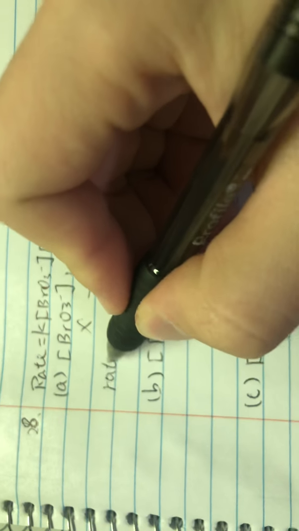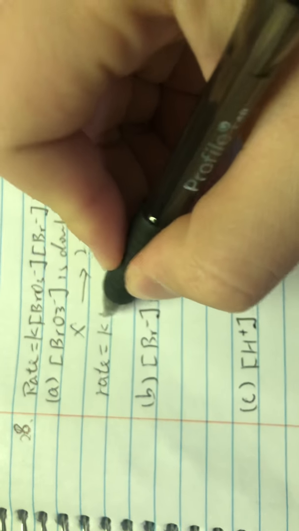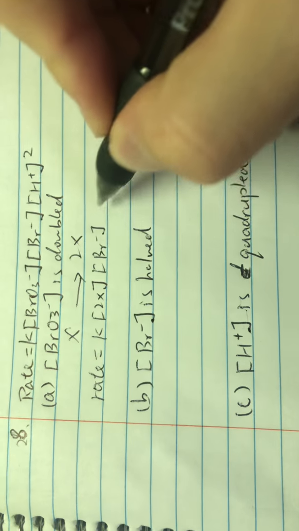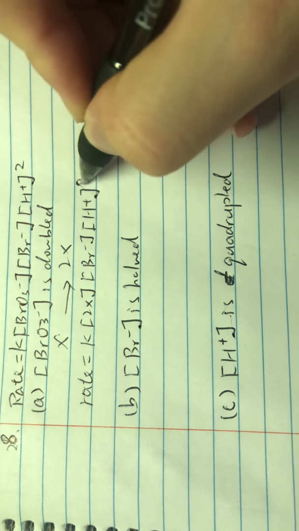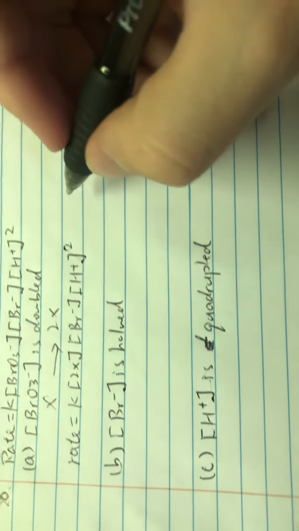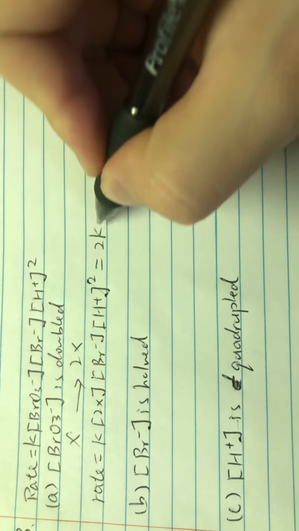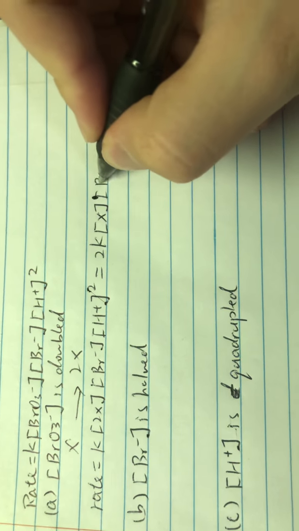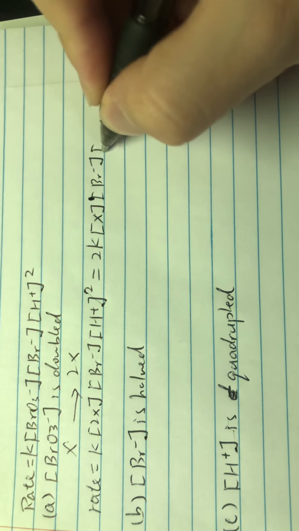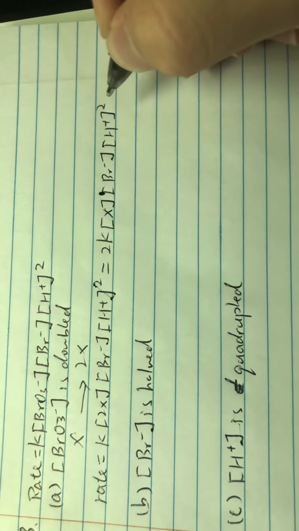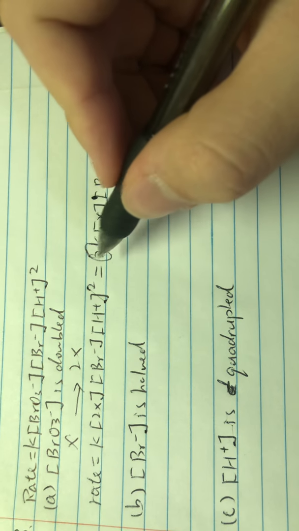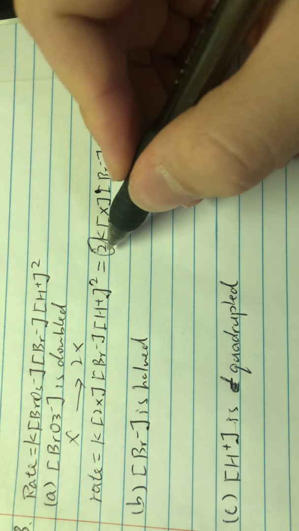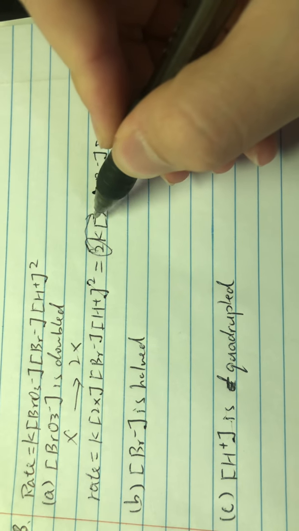And if we plug it back in, the rate equals k times 2x times Br minus and H plus to the second power, which is also equal to 2k times the concentration of x, the concentration of Br minus, and then the concentration of H plus to the second power. And we can tell that this rate is doubled because the coefficient is 2, which is taken out of the 2x.